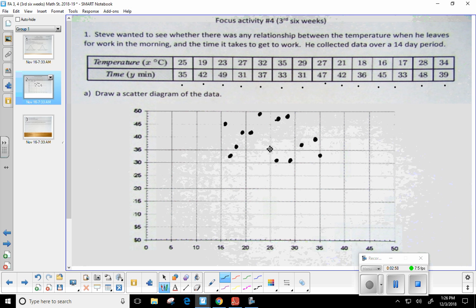Okay, 1, 2, 3, 4, 5, 6, 7, 8, 9, 10, 11, 12, 14. So we've got the 2-week period. So there are my points.